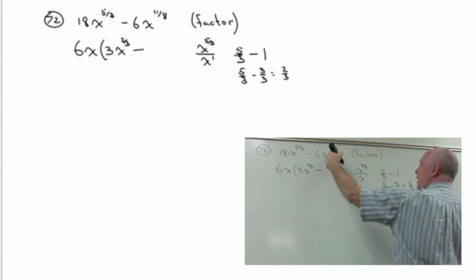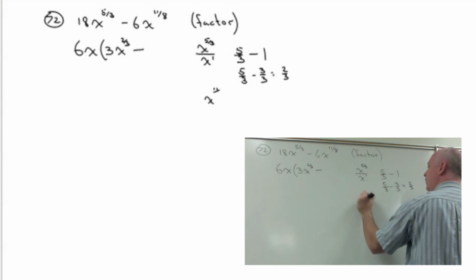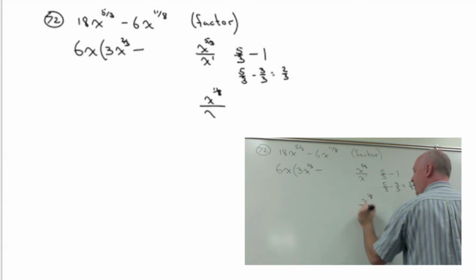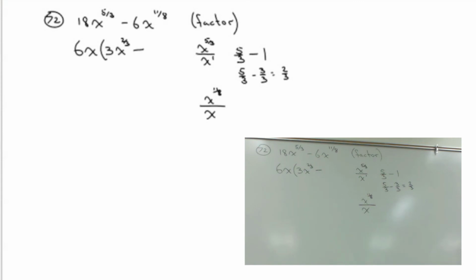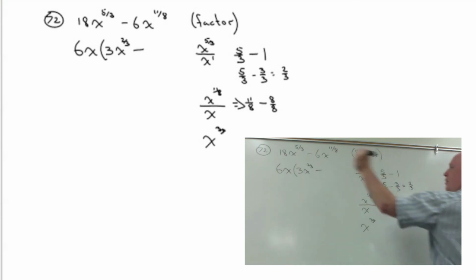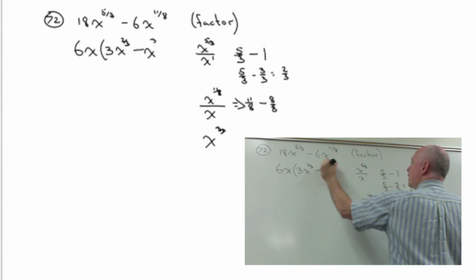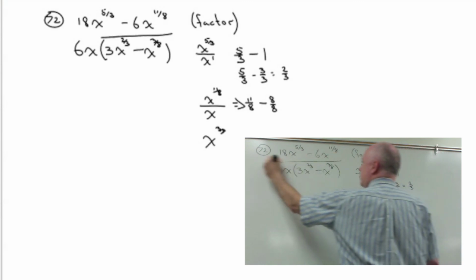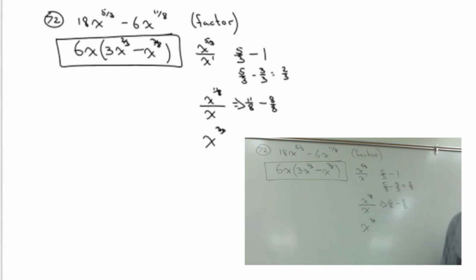And then we have to do x to the 11/8 divided by x. So this becomes 11/8 minus 1, but we're going to write that as 8/8. That makes life easy. So that becomes x to the 3/8. So up here, I'm just going to write x to the 3/8. And that's what the book considers factoring these expressions. We'll just stick with the book.